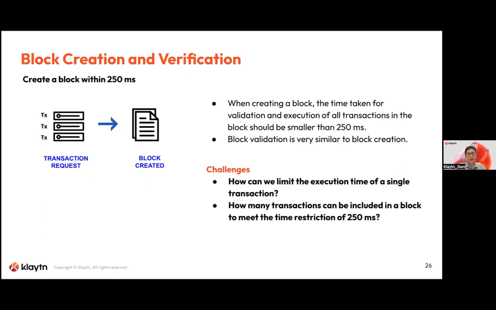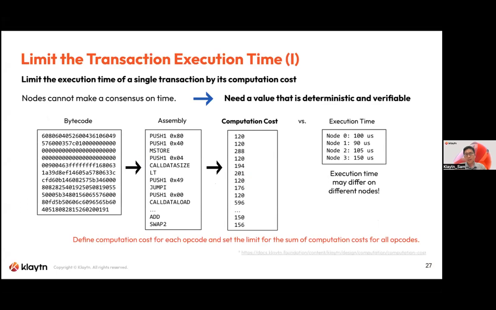So the challenge is this. In the first phase, we have to create a block within 250 milliseconds, and how can we do that? To solve this problem, we have to limit the execution time of a single transaction, because if one transaction takes more than, let's say, 15 seconds, how can we handle that? If a block takes 1 second, then we cannot include that transaction in that block. The other challenge is how many transactions can be included in a block to meet the 250 millisecond restriction.